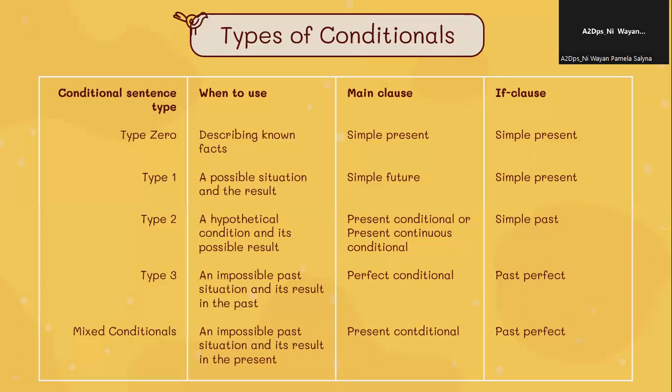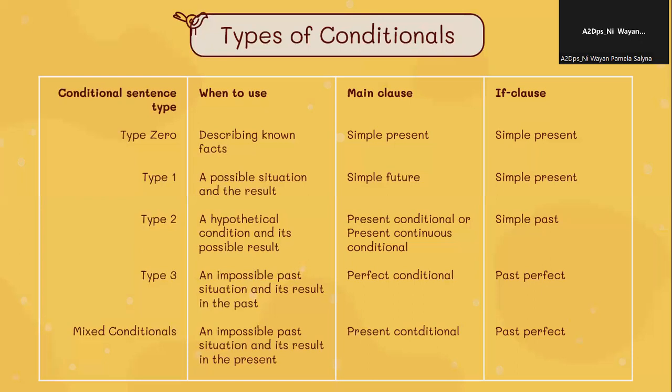And then conditional sentence type 2. This type of conditional sentence describes an unreal situation with regard to the present or future. We can use this type when a hypothetical condition and its possible result. For the main clause is present conditional or present continuous conditional. For the if clause is simple past.